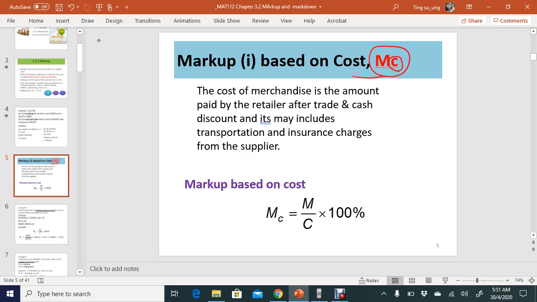Okay, so the cost of merchandise is the amount paid by the retailer after trade and the cash discount. So it may include the transportation and the insurance charges from the supplier. So what will be the formula? It will be M divided by C.